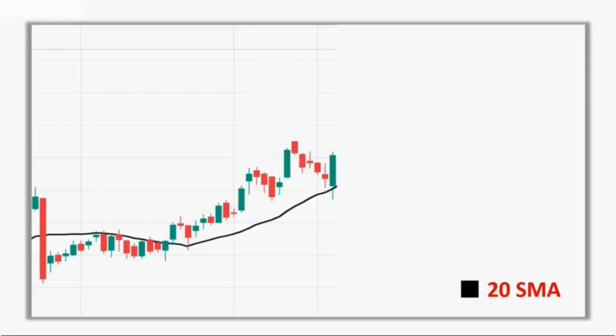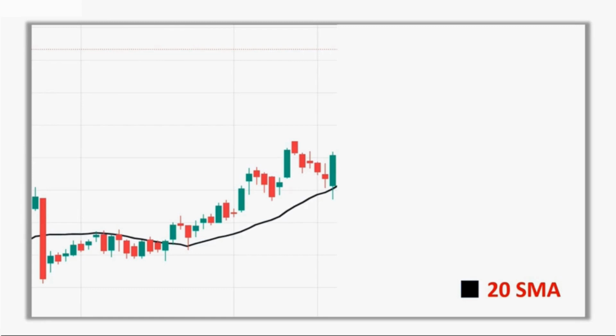Alright, so let's start with this video. Now as you can see on the screen, there is a chart along with a black color line which is the 20 SMA. Now 20 SMA means 20 days simple moving average. That's right, we are going to use the 20 SMA and price action to find some good trades in the market.